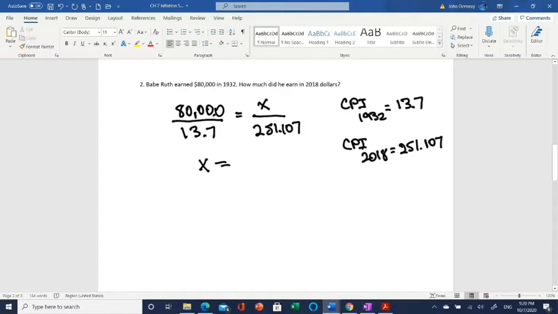Okay, so I did this calculation, and it's 1,466,300. All right, so that means $80,000 is worth 1,466,318 in 2018 dollars.